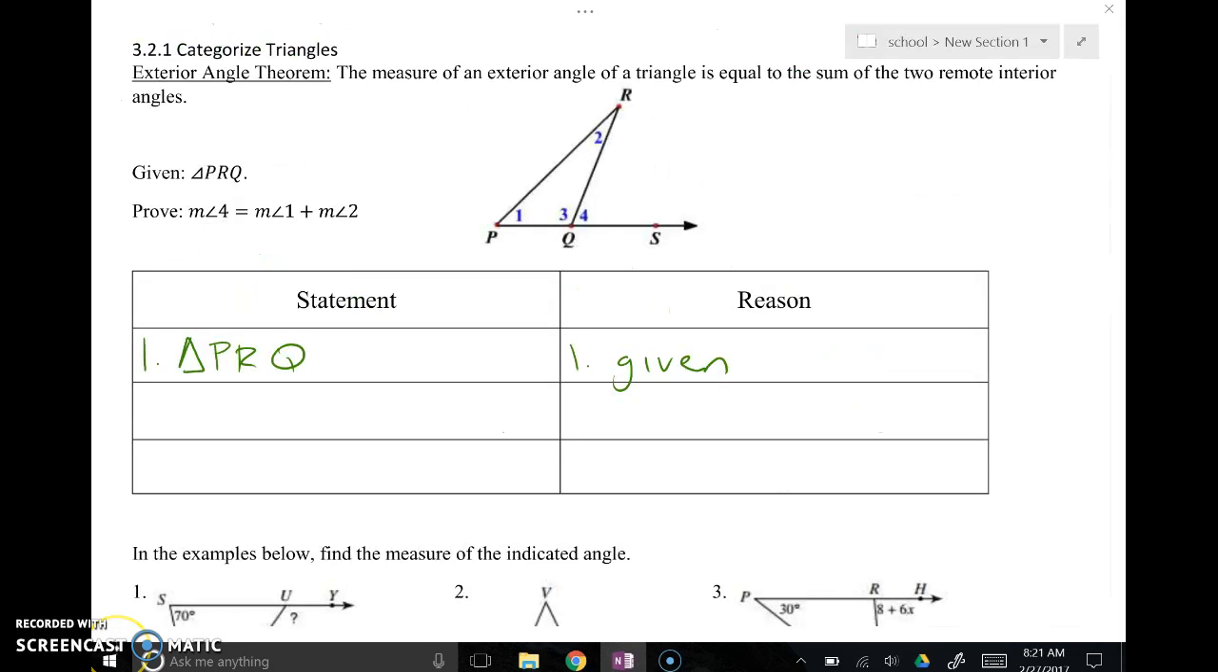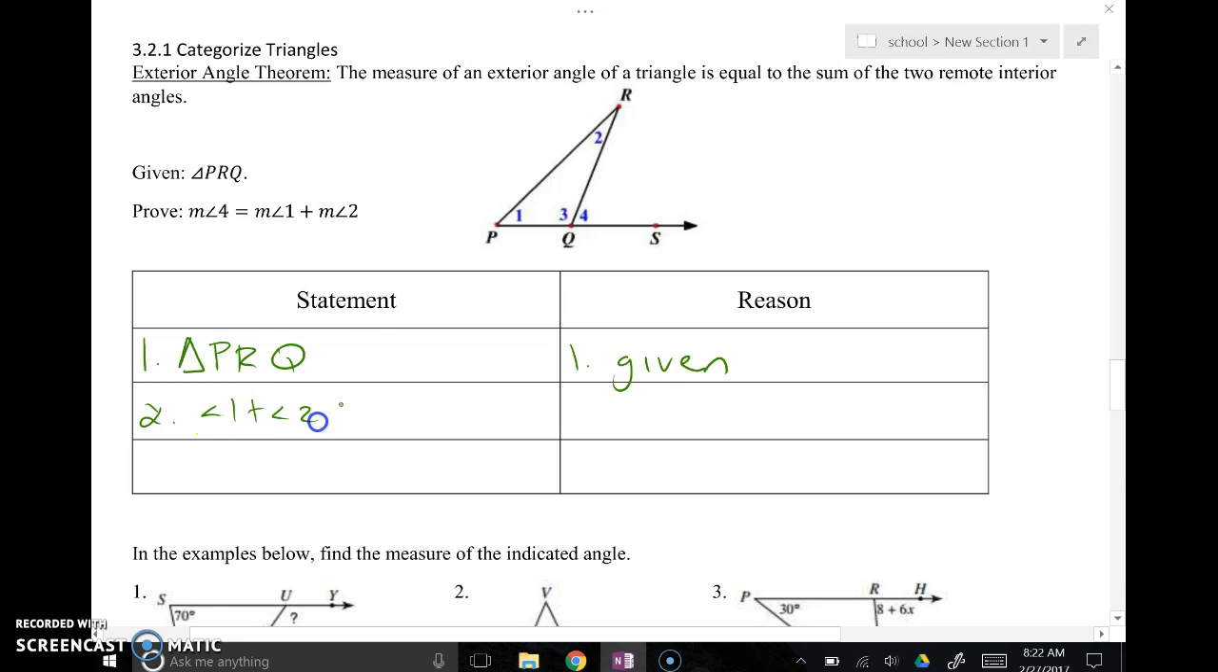We're going to prove the exterior angle theorem. The exterior angle theorem says that the measure of an exterior angle, so in this case angle 4, should be equal to the sum of the 2 interior angles that it doesn't touch. Well, we already do know that if PQR is a triangle, then angle 1 plus angle 2 plus angle 3 should add up to 180. So we're going to add that into our proof.